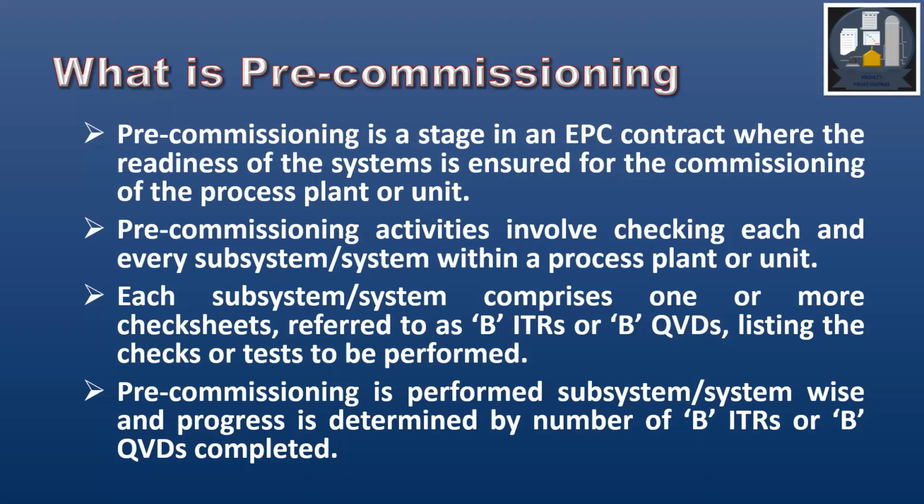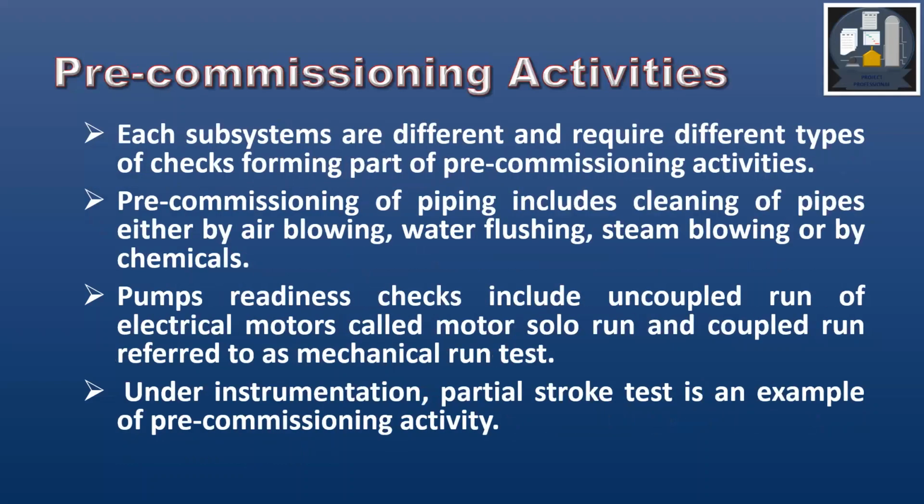Pre-commissioning activities involve checking each and every subsystem within a process plant or unit. Each system comprises one or more check sheets referred to as BITRs or BQVDs, listing the checks or tests to be performed. Pre-commissioning is performed subsystem system-wise, and progress is determined by the number of BITRs or BQVDs completed.